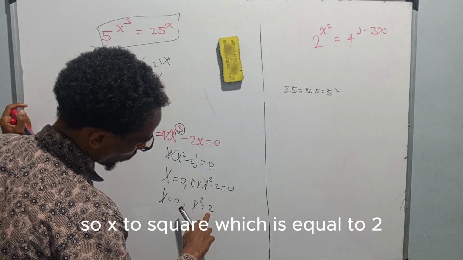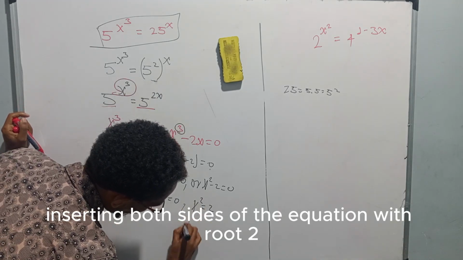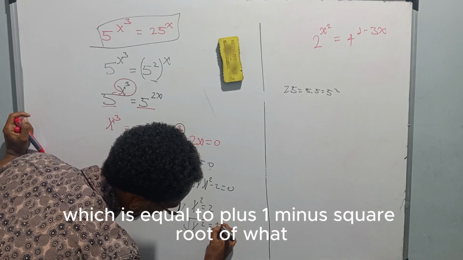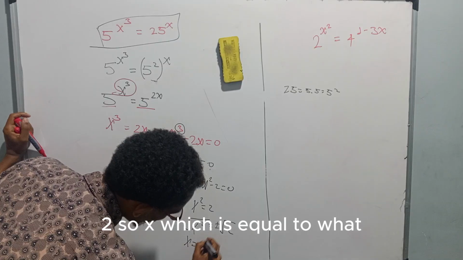So x squared equals 2 is solved by taking the square root of both sides of the equation. That means the square root of x squared is equal to plus or minus the square root of 2. So x is equal to what?